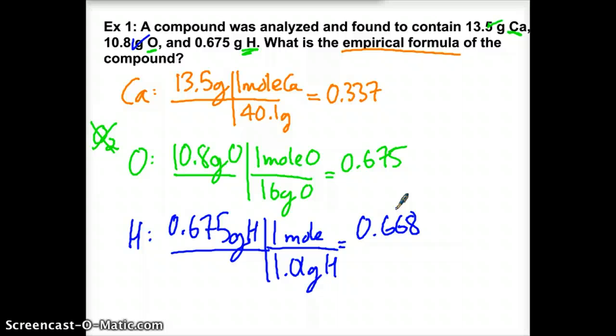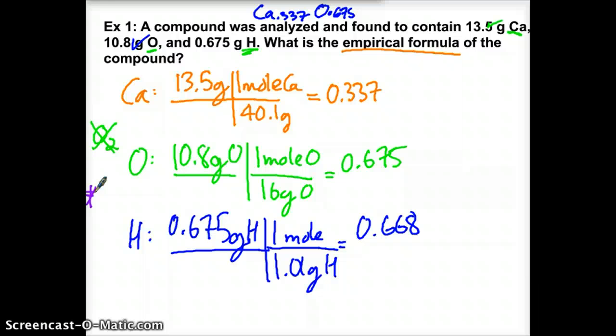But these aren't integers. You never see a formula written as like Ca0.337, O0.675, etc. We always use integers. So to convert these to integers, this is the key point, so make a note of this. Once you have the number of moles of each element, you need to divide every single number of moles by the lowest number of moles present.